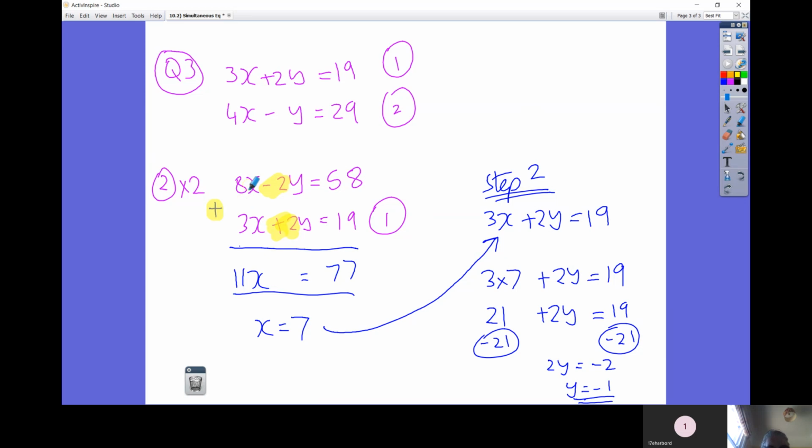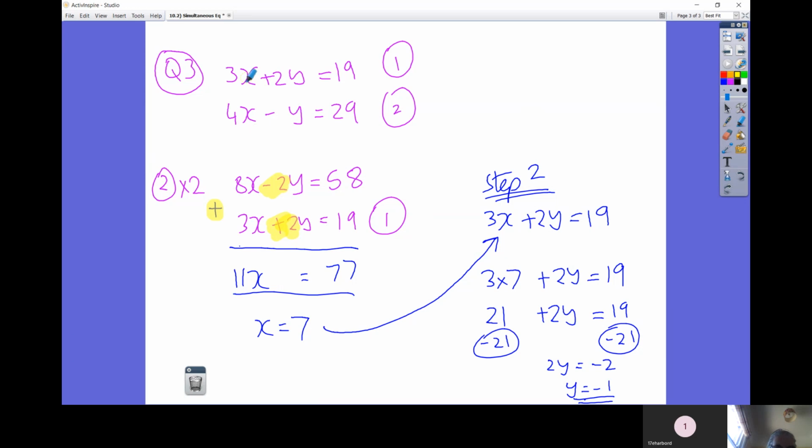So 8x plus 3x is 11x. Adding minus 2y together with 2y makes it disappear, which is the whole point. 58 add 19 is 77. 11 sevens is 77. So x is 7. Step 2, just the usual process.